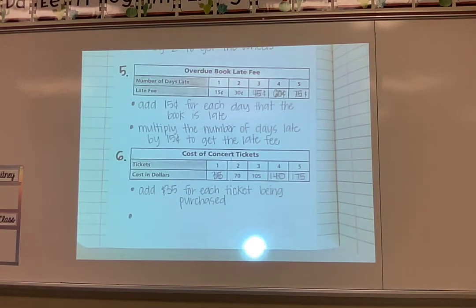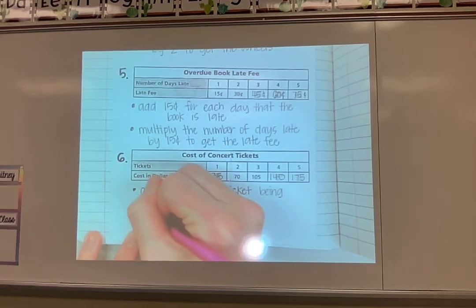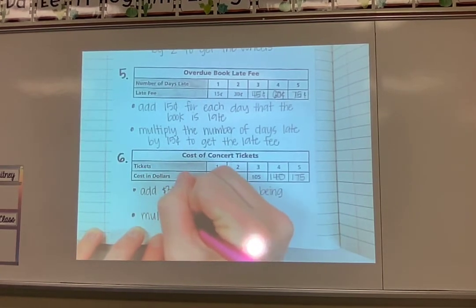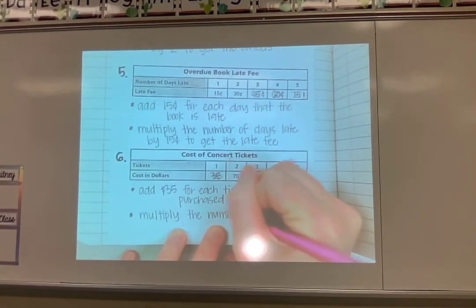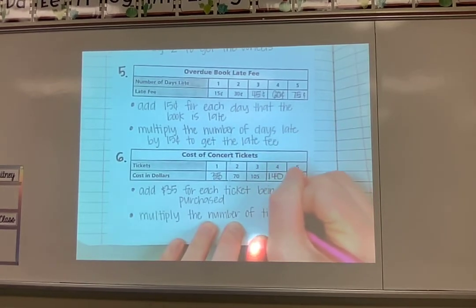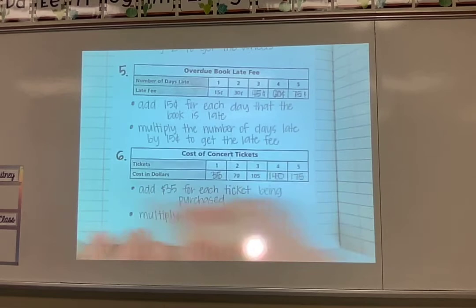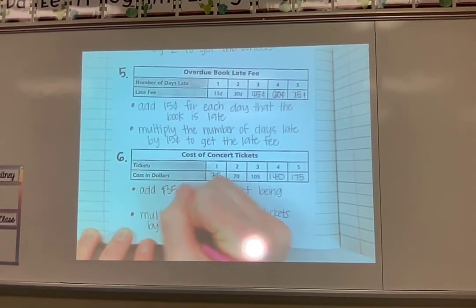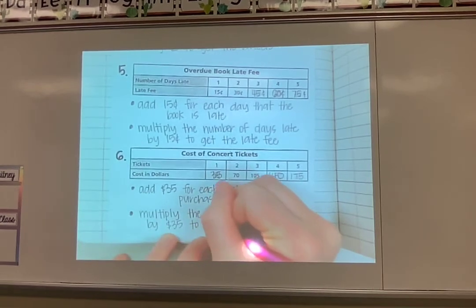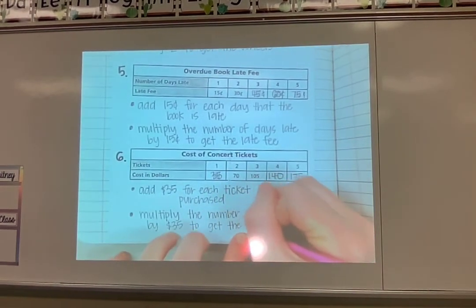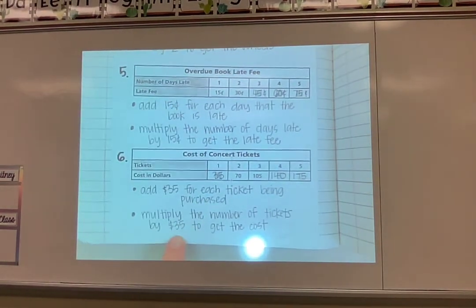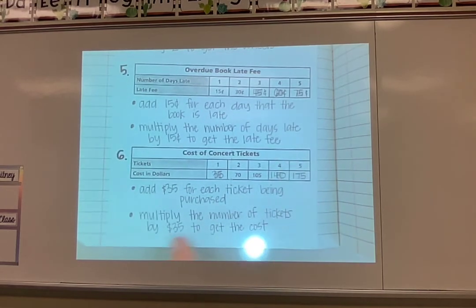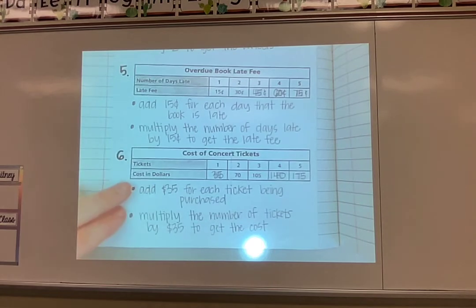But remember, if I can add, I can also multiply to figure it out. So in order to do that, I would multiply the number of tickets by $35 to get the cost. Because just like when I was adding, if I wanted to multiply, I could take 2 times 35, because that's what they are each, and get 70. Or 4 times 35 and get 140. So there's 2 ways that I can describe these patterns and the relationships that are happening in my chart.